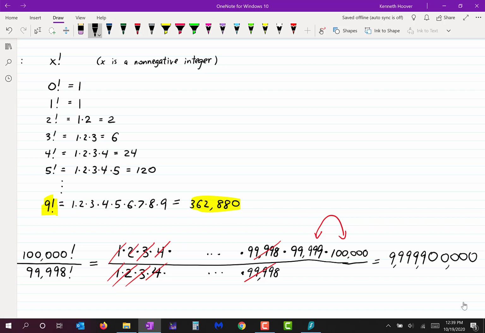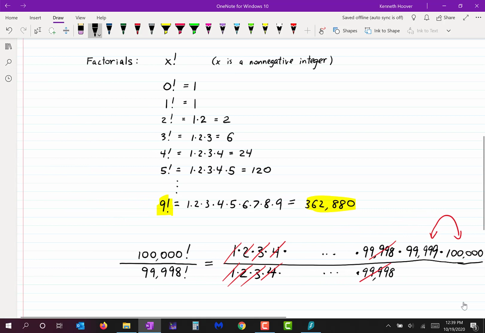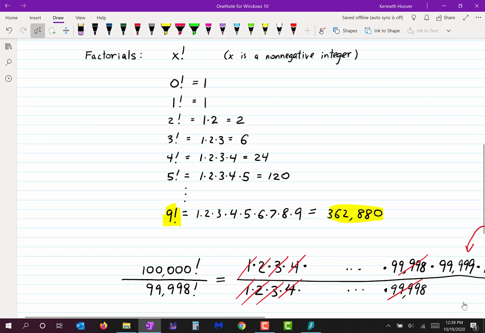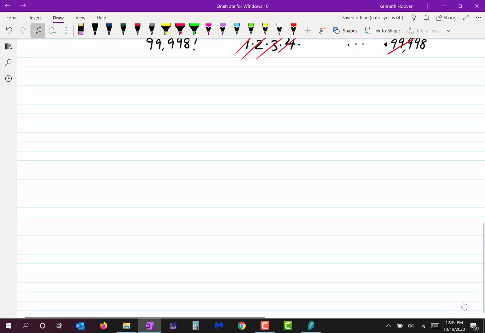Here's our answer. So the answer is 9,999,900,000. It's a big number, but the math that we have to do to get that is math that a 4th grader could do. Okay? All right, so that's factorials. Now, let's talk about combinations.